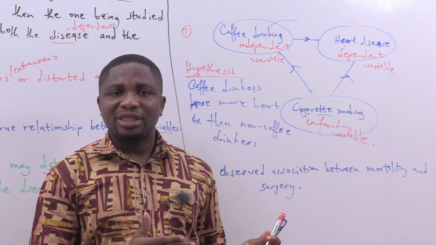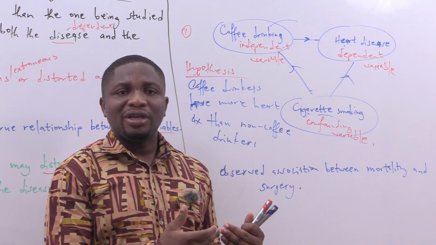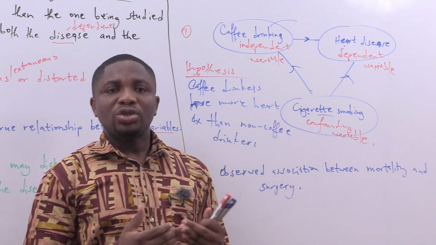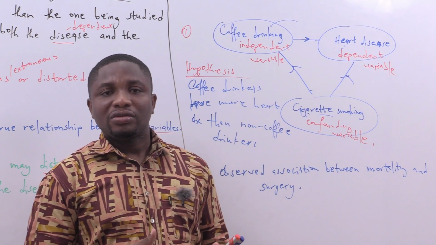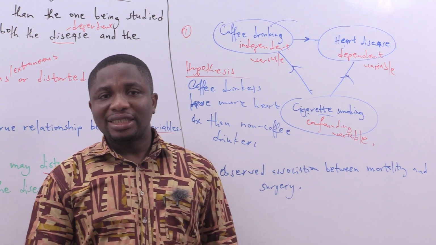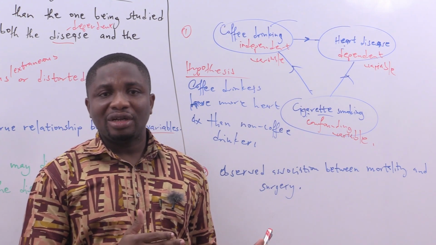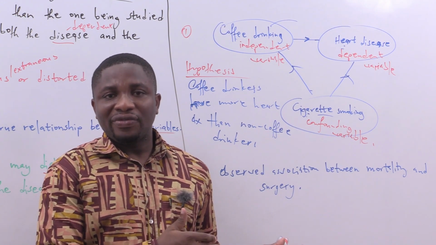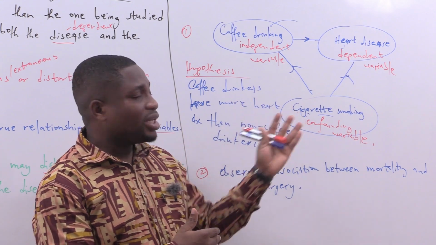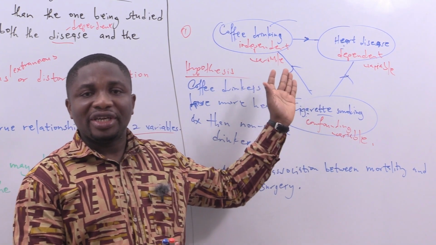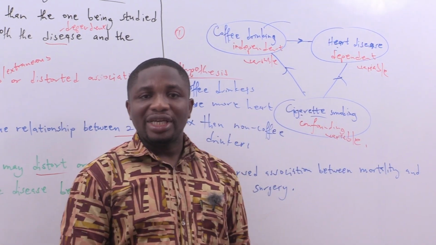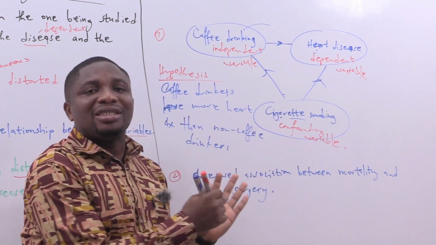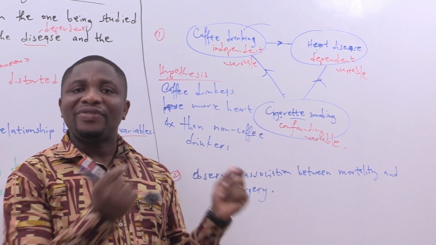In this association, those who tend to drink coffee tend to smoke more, and those who smoke more tend to have more heart disease. So you can see that the third variable, the cigarette smoking, is affecting both the coffee drinkers and the heart disease. So we'll say the cigarette smoking becomes the confounding variable because it affects both.